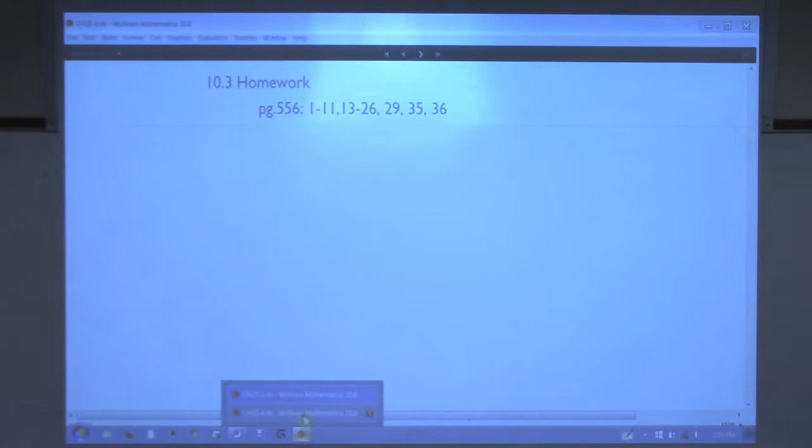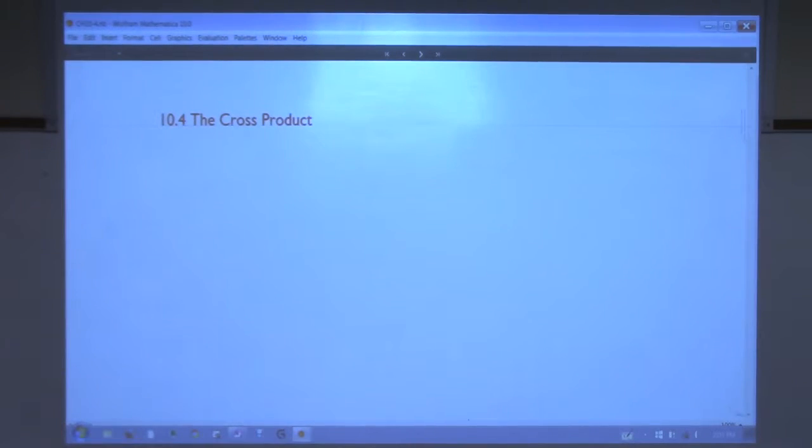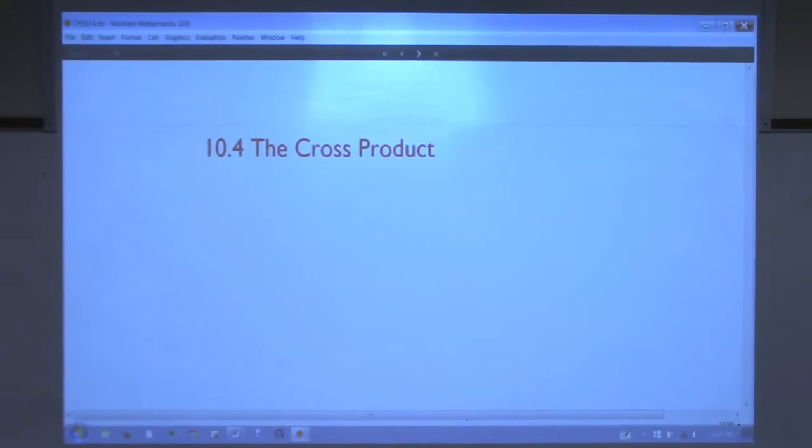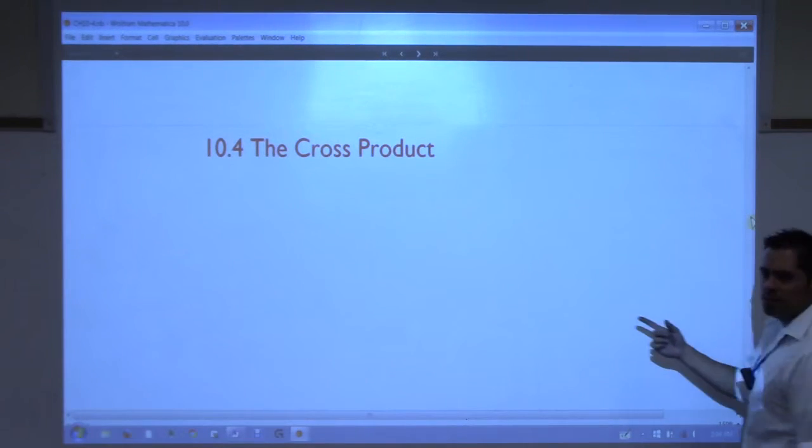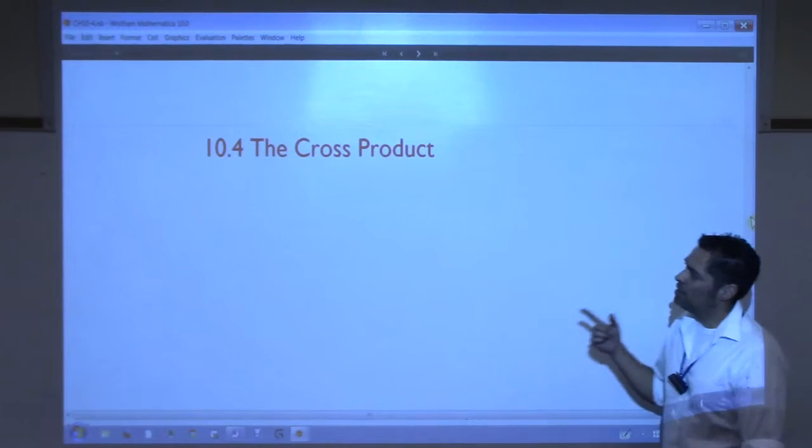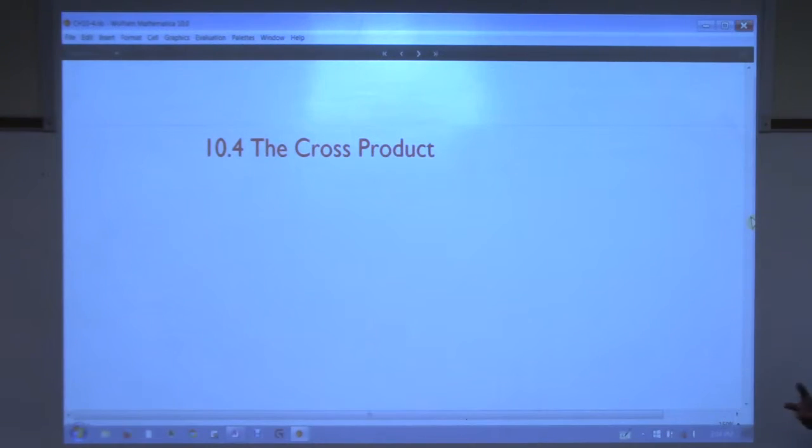10.4 is where we go now. All right, remember me saying that there were 3 types of multiplication when it comes to vectors, right? 3 types. First one is scalar multiplication. Second one, dot product. Take 2 vectors, dot them together, you get a number. And now you have finally the cross product.